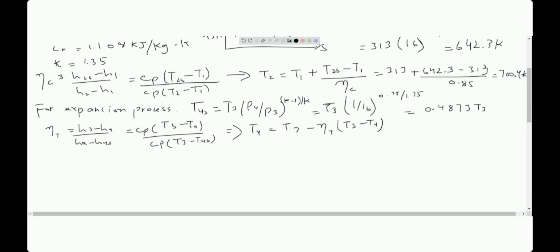Now we will put the values over here. Here T4 is 923. That is equals to T3 minus 0.88 into T3 minus 0.4873 T3. Here T3 is taken as common. By solving this further, we will get the value of T3, that is 1682 Kelvin.